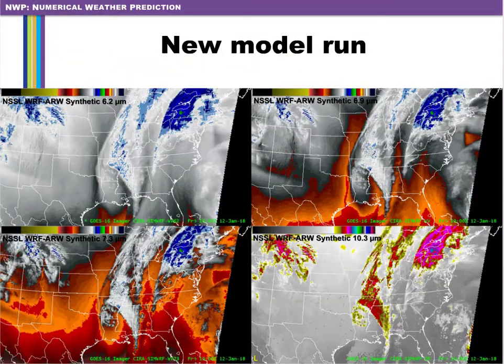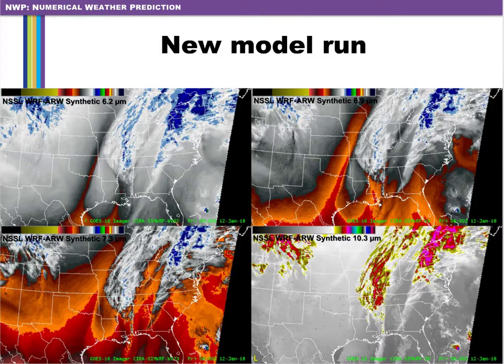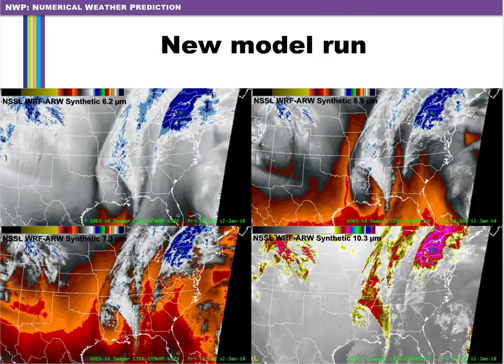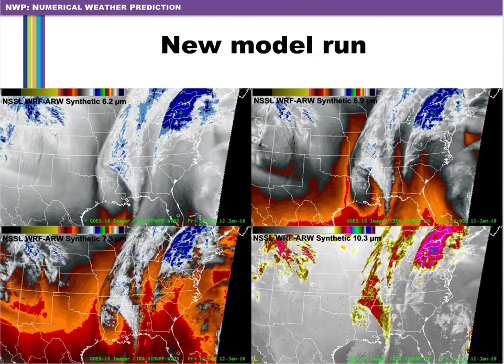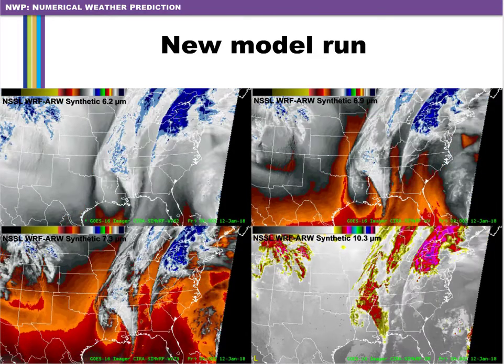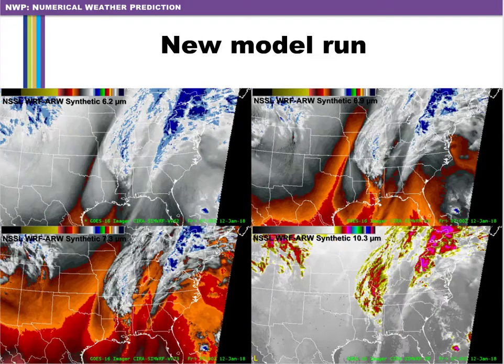This is a short loop that spans between 7Z and 10Z and shows NSSL synthetic imagery from the 3 GOES water vapor bands in addition to the IR band. We see a noticeable change occur in the cloud patterns between 8 and 9Z.